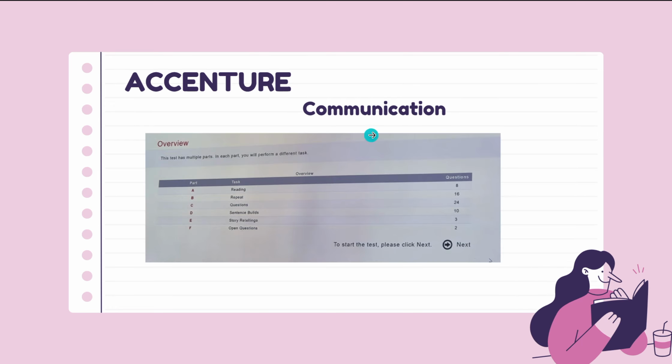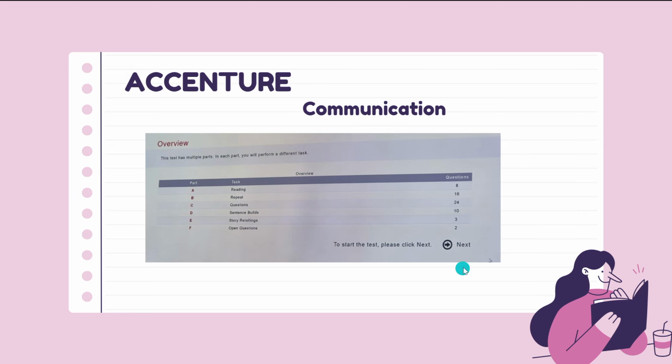The Accenture communication round test has multiple parts. In each part you will perform a different task. First one, sections. It is based upon sections. You will get these sections A, B, C, D, E, F. The reading section has 8 questions, repeat has 16, and in the C section you have to give short answers to questions, and then sentence builds, storytelling, and open questions. Okay, these are the sections you are going to face.